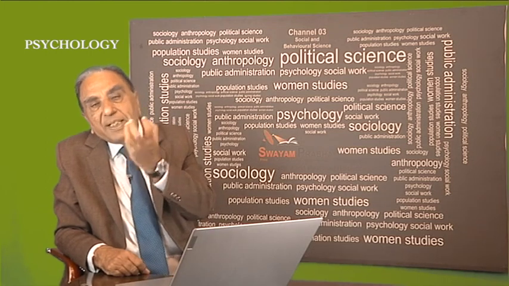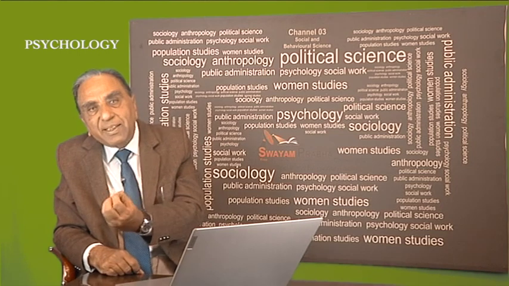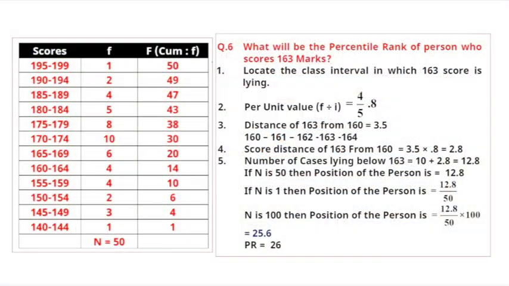Now, if there are 10 books and there are 5 persons, how many books will each get? 10 by 5, everybody will get 2 books. Similarly, we have calculated the value per score, meaning for 160, 161, 162, 163, 164, the value is 0.8. The next step will be the calculation of the distance of 163 from 160.